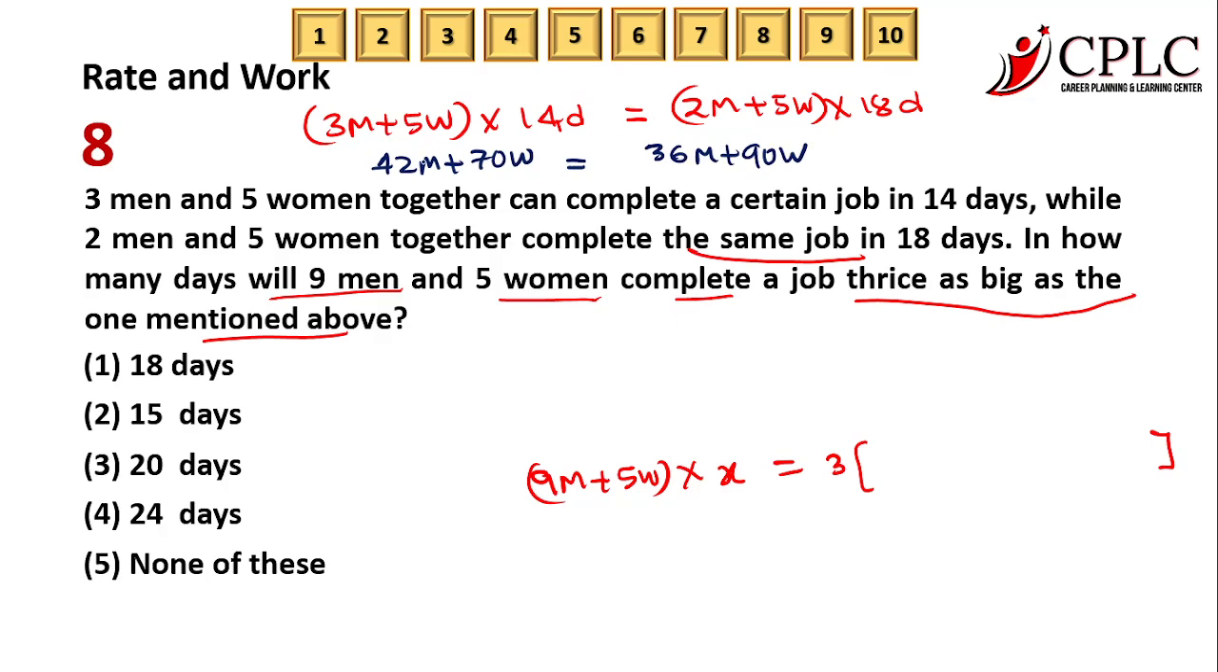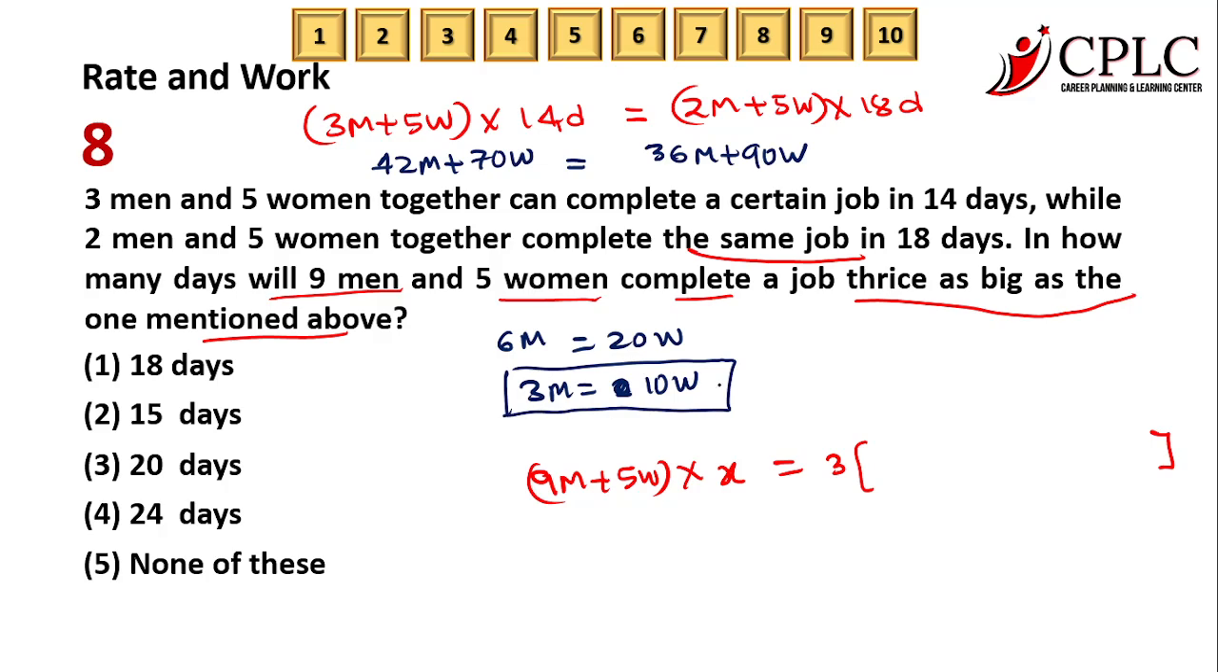Let's take the men here. So 42 minus 36 is 6 men. Women goes there. 90 minus 70 is 20. If we reduce this further, we get 3 men is equal to 10 women.